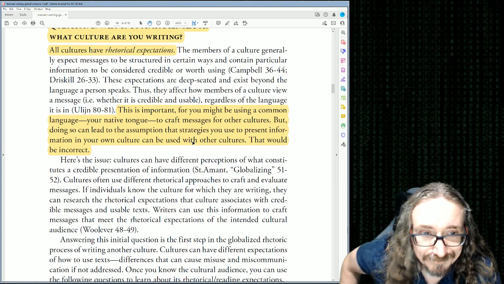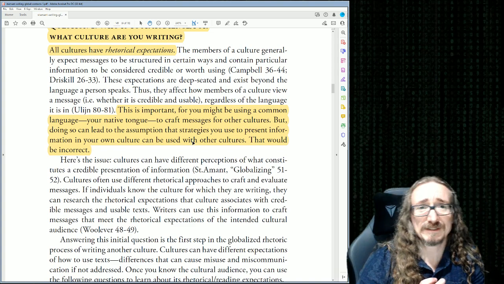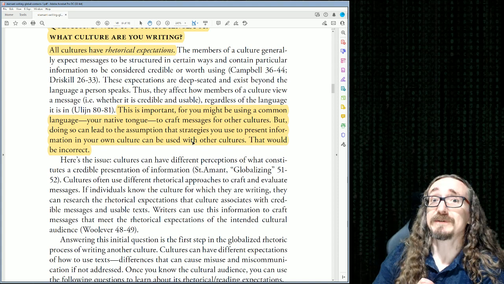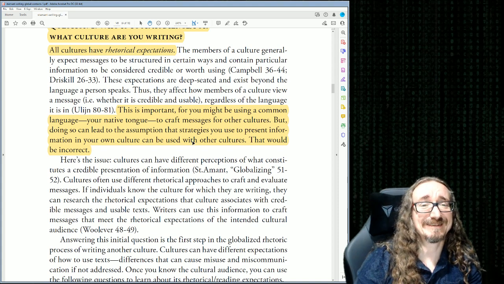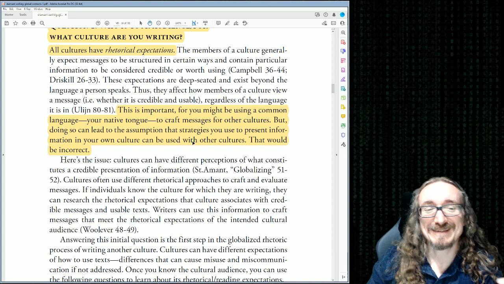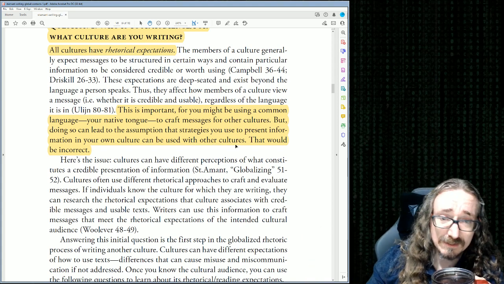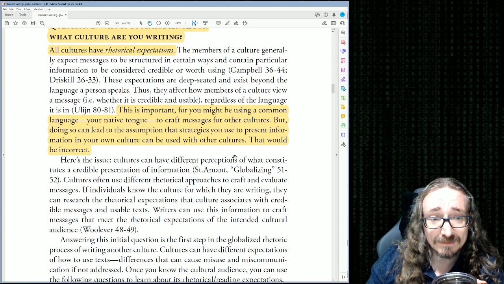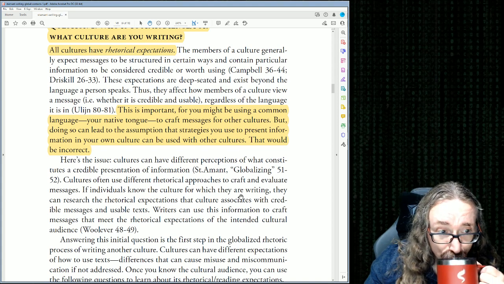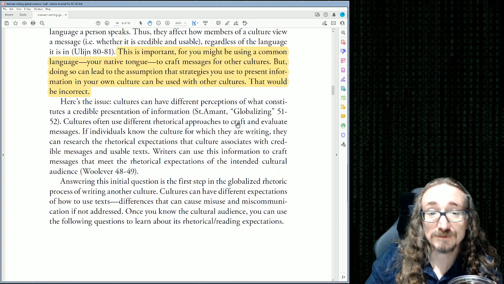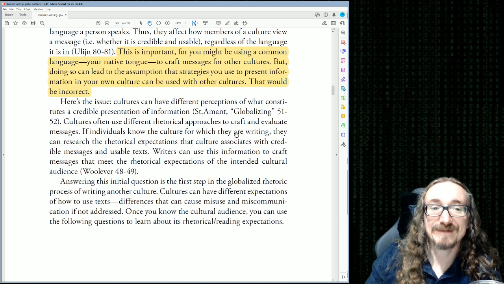There we go. The book. But there's a lot of stuff in there that's not just common sense. A lot of things that you may be totally unaware of. You're just reading that guide, and you're like, oh my goodness, I'm so glad I read that before I dove in and sent that letter or email off to my contacts, the CEO of that company. Yes, don't assume that the strategy you use to present information in your own culture can be used with other cultures. That would be incorrect.